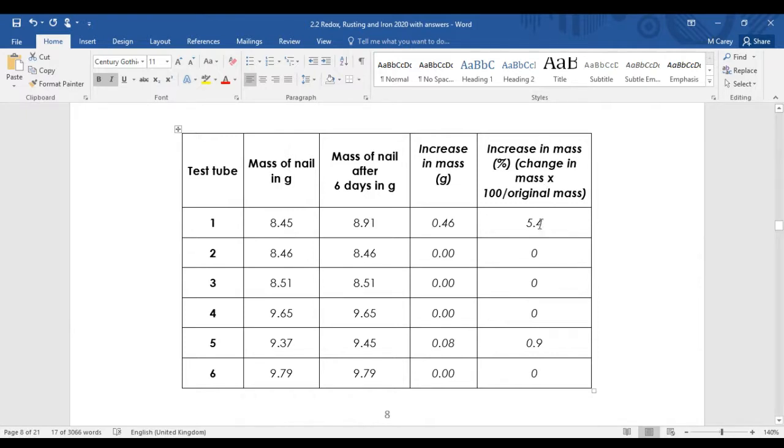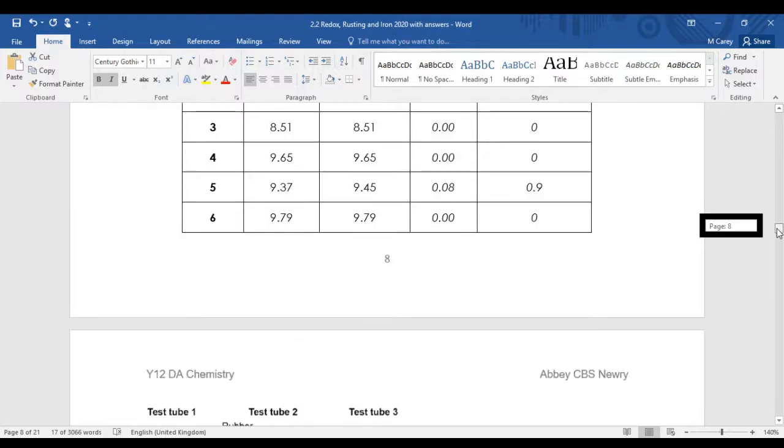Now, a better way to compare masses is the percentage change in mass. Okay, so if you wanted to calculate that, it's the change in mass divided by the original mass, and then times your answer by 100. Okay, but either way, whatever way you compared it, test tube 1 had a greater increase in mass than test tube 5.